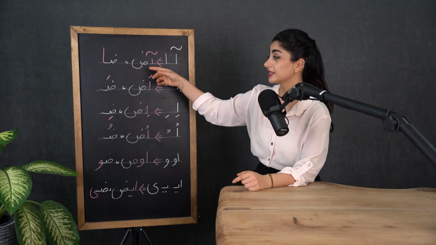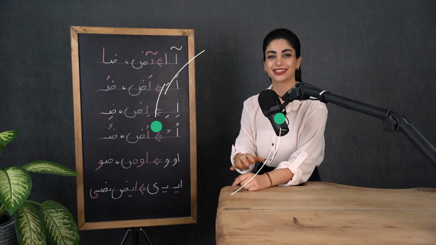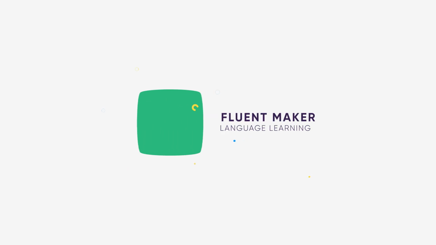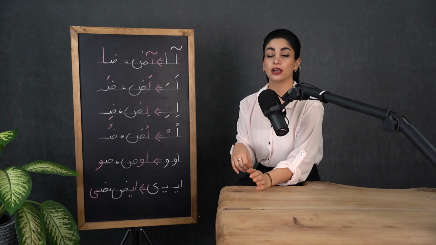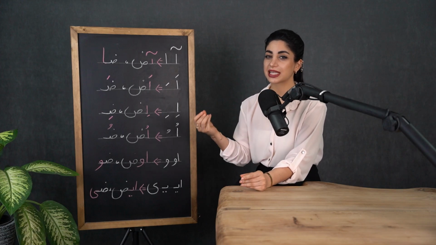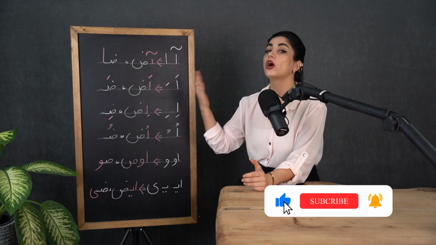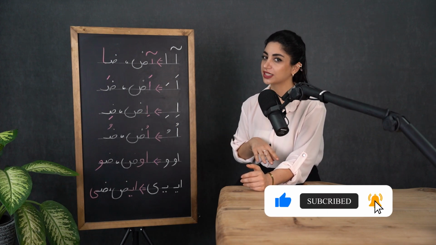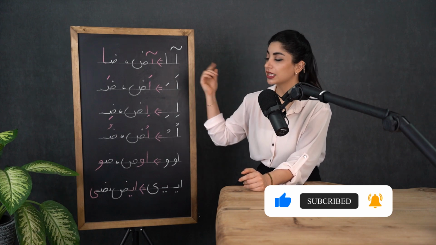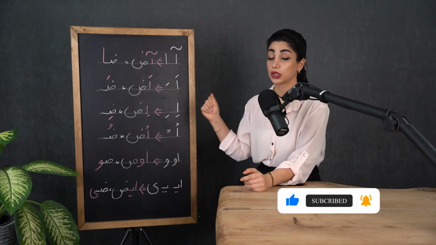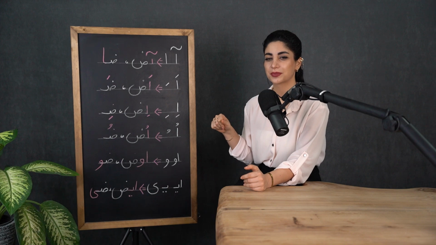This time, this Z wants to play. Well, you know that we have different Z's with different forms in the Persian alphabet. They all sound Z, but they look different. Let's see how this one will look when it plays with vowels.